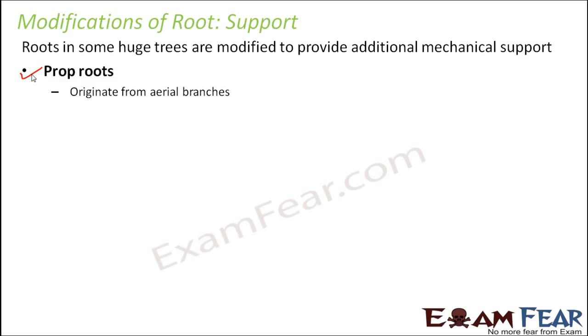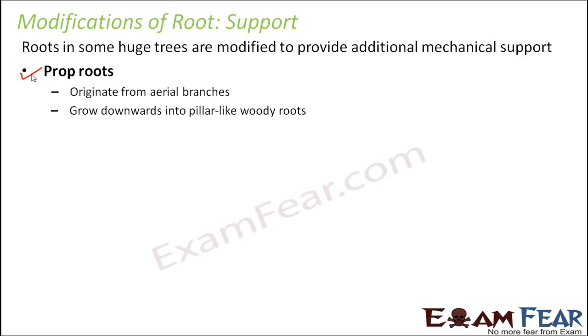They originate from aerial branches. So these are basically again adventitious roots. They are also adventitious roots, but instead of originating from the radicle or from the primary root, they originate from the aerial branches. So basically these roots also are not below the surface of the soil. They are also above the soil surface. However, they grow downwards into pillar-like woody roots.